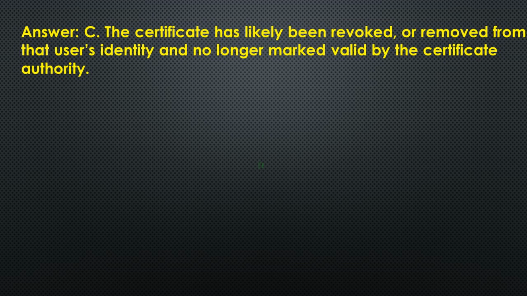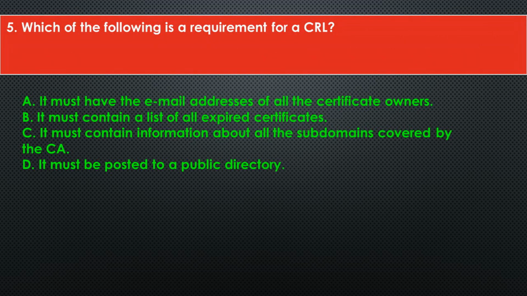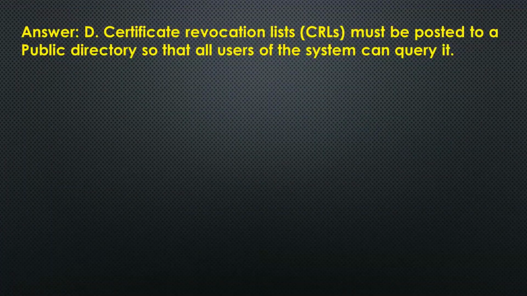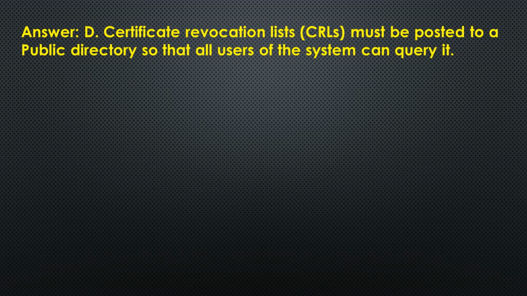5. Which of the following is a requirement for a CRL? A. It must have the email addresses of all the certificate owners. B. It must contain a list of all expired certificates. C. It must contain information about all the subdomains covered by the CA. D. It must be posted to a public directory. Answer: D. Certificate revocation lists, CRLs, must be posted to a public directory so that all users of the system can query it.